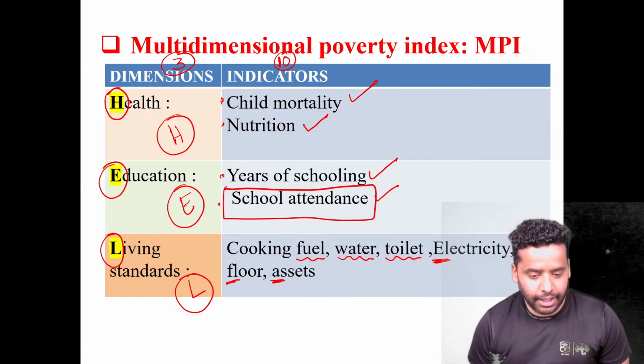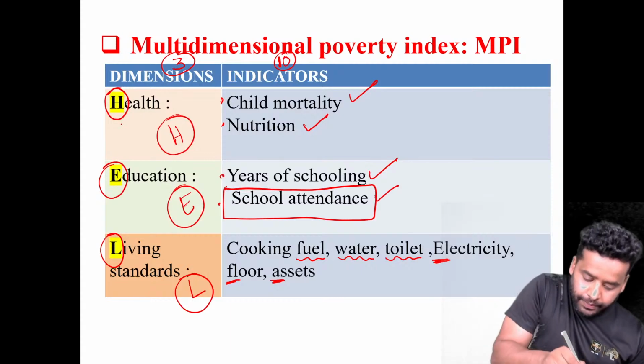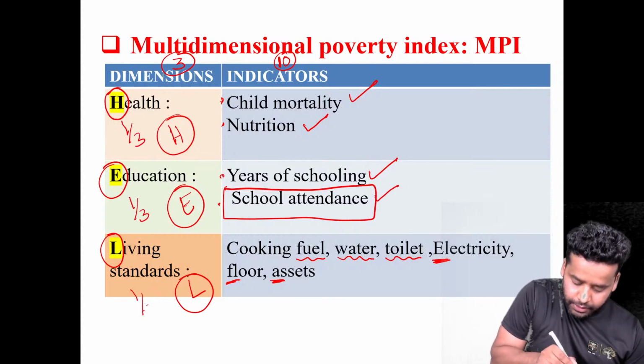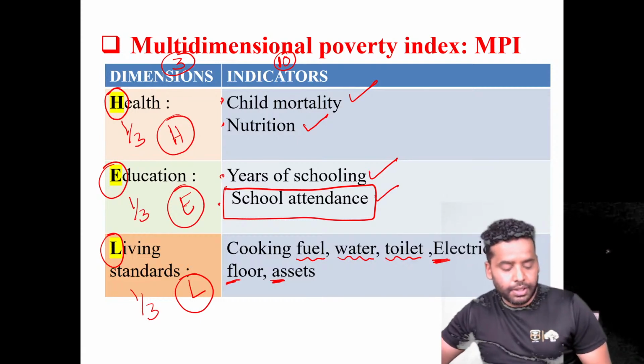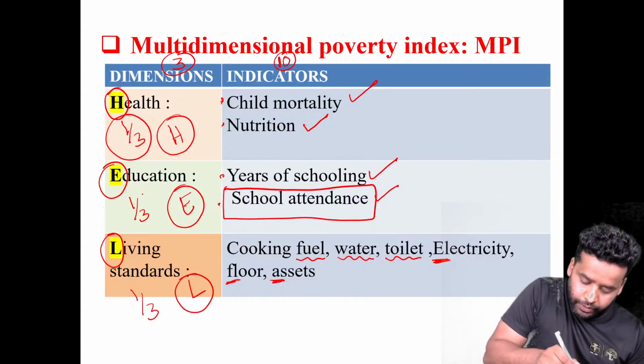It is 10 indicators, 3 dimensions. Every dimension is given equal 1/3 importance. So relative importance you should know.